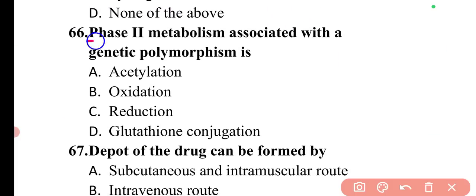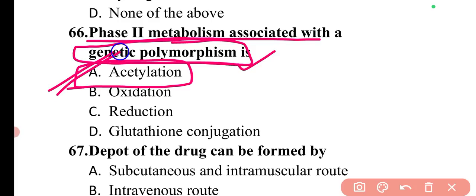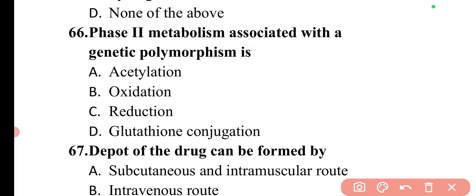Next question is: phase 2 metabolism associated with genetic polymorphism is. The term you need to remember is genetic polymorphism. This is the acetylation phase 2 reaction. So here option A is correct.